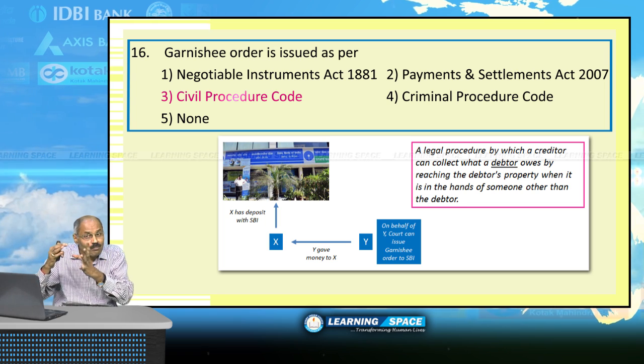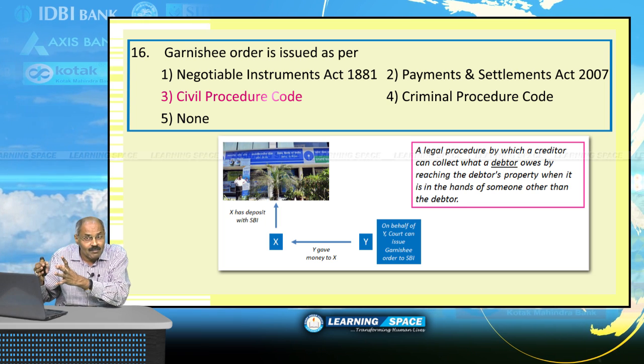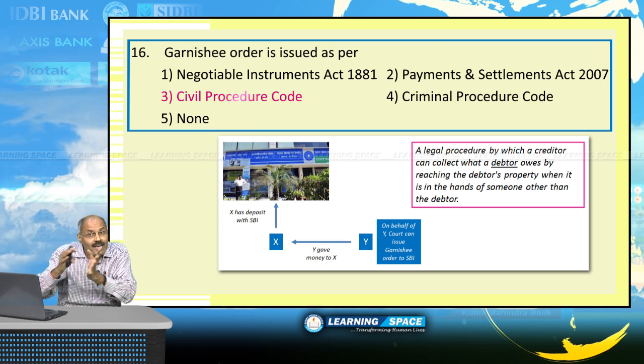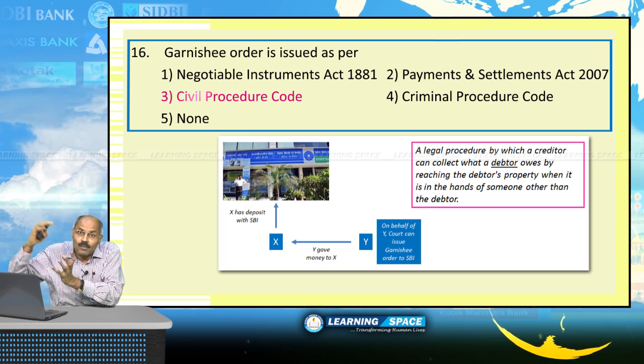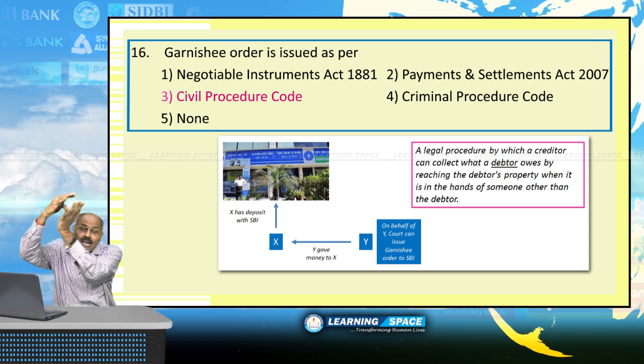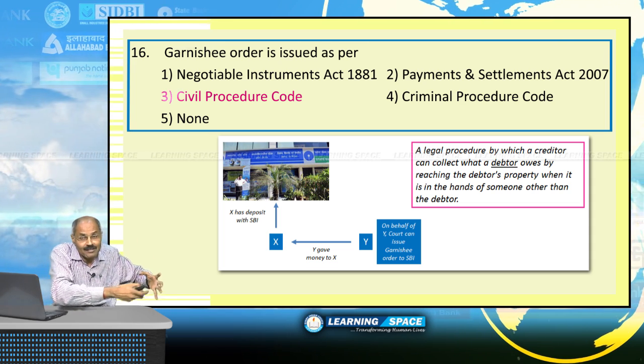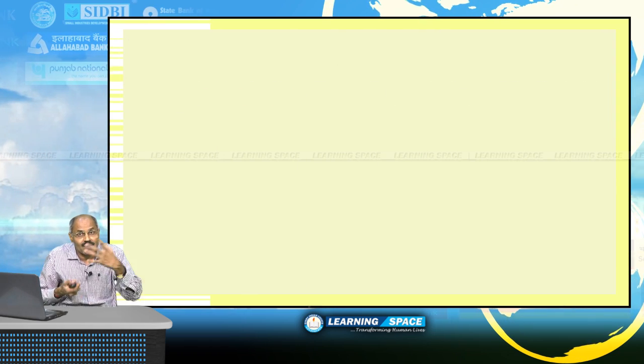X has taken money from Y, but he is not paying back. But X has got money with SBI. Y came to know about it. Y approached the court. The court will issue a garnishee order to the bank to stop payment to X. Right? I hope it is clear to you. Look into the next one.